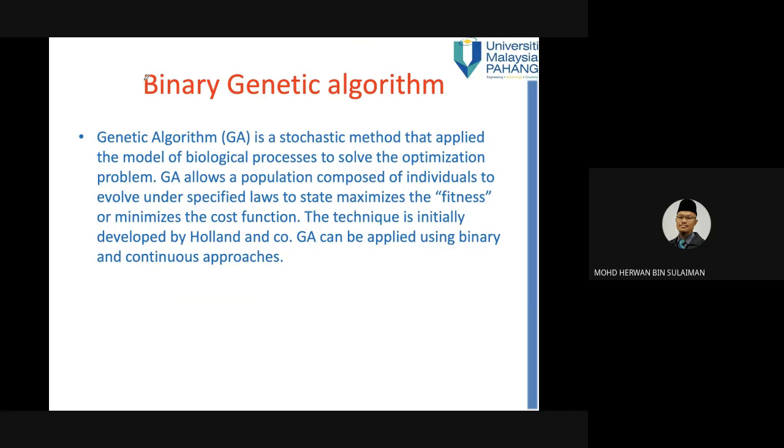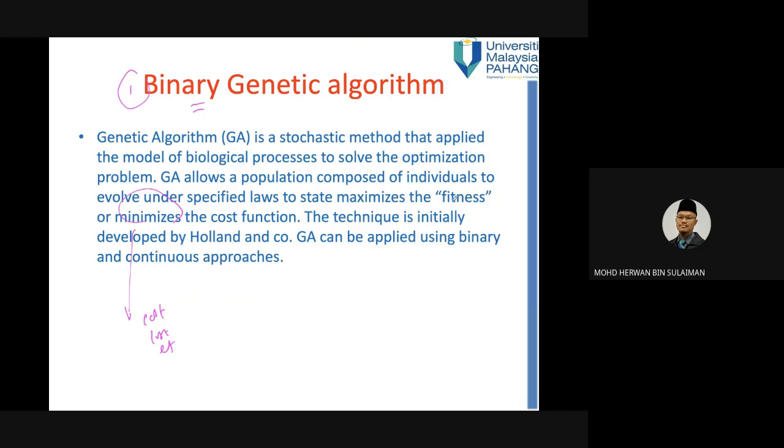So basically GA consists of several types. One of the famous ones is the binary algorithm. Normally when we talk about the genetic algorithm, we refer to the binary genetic algorithm. Basically it's a stochastic method that applies the model of biological processes to solve optimization problems. So GA allows a population composed of individuals to evolve under specified laws to maximize the fitness or minimize the cost function. Normally when we say minimize, we want to minimize the cost, the loss, and so on.